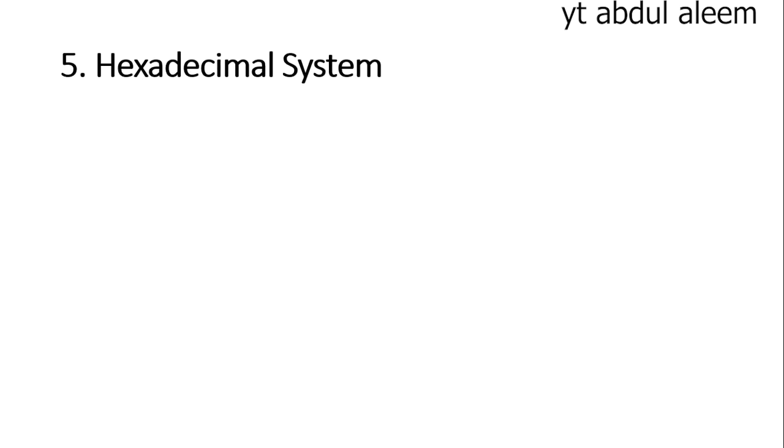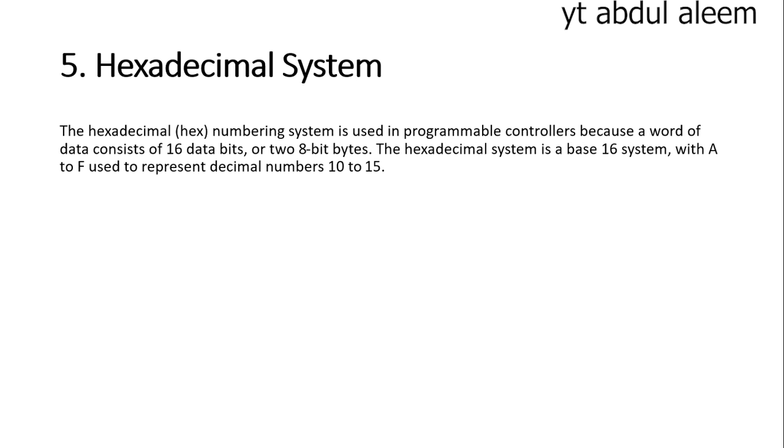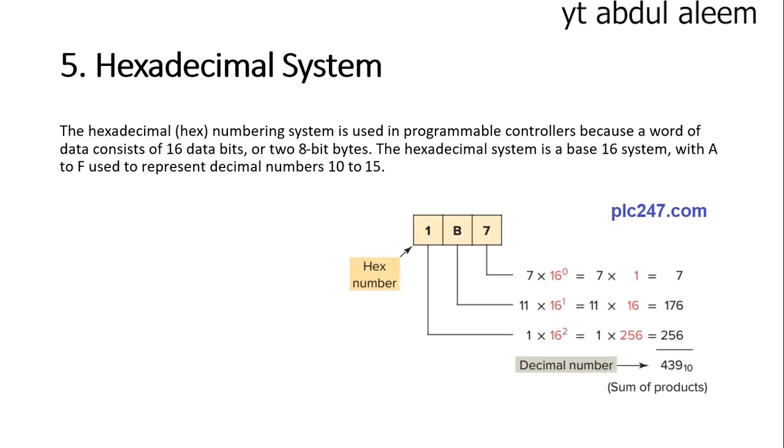Hexadecimal system. The hexadecimal, hex, numbering system is used in programmable controllers because a word of data consists of 16 data bits, or two 8-bit bytes. The hexadecimal system is a base 16 system, with A to F used to represent decimal numbers 10 to 15. In this picture you can see the hexadecimal system.